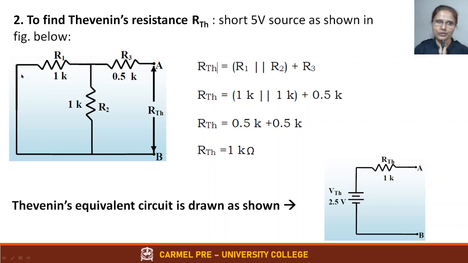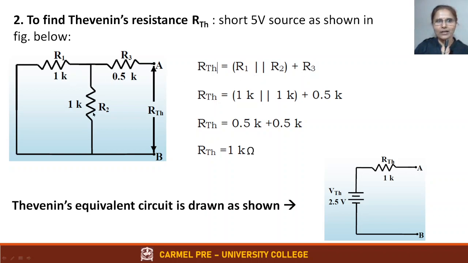When you short circuit the 5 volt source, it looks like this, and you have to understand how the series and parallel combination of resistors are in this circuit. For that, imagine current flowing in this direction. When it flows here, it gets divided. That means these two resistors are in parallel. When these two resistors R1 and R2 are in parallel, you do R1 in parallel with R2, and then this is going to be in series with that. So you have to add plus R3.